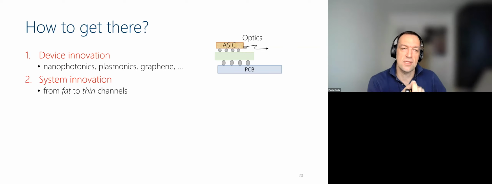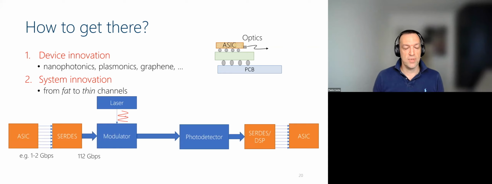But there is also, and as you can imagine this is something really close to my heart, system innovation. And one of the things we're looking at is going from what we call fat channel to thin channel. So the idea is that today, typically the way we build transceivers is that you have an ASIC.